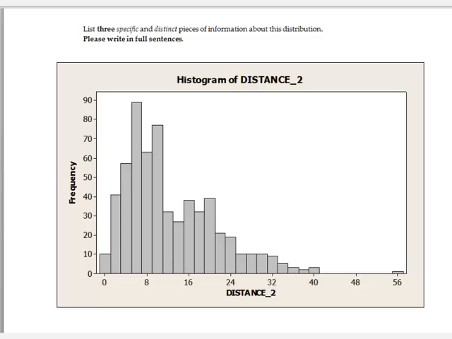So the first piece of information that we want to talk about for this histogram is its shape. Clearly we can see that this is not symmetric. It is what we call skewed. Now it's either skewed to the left or skewed to the right. And the easiest way to determine that is to look for the bin that has the largest frequency, this one.